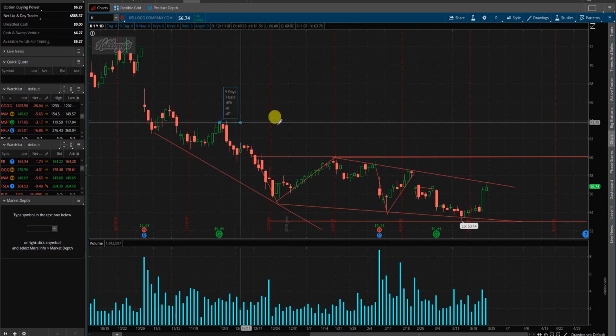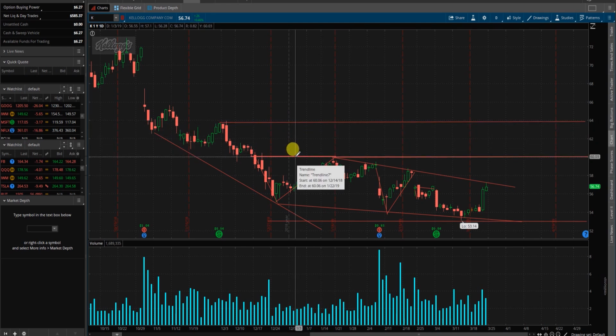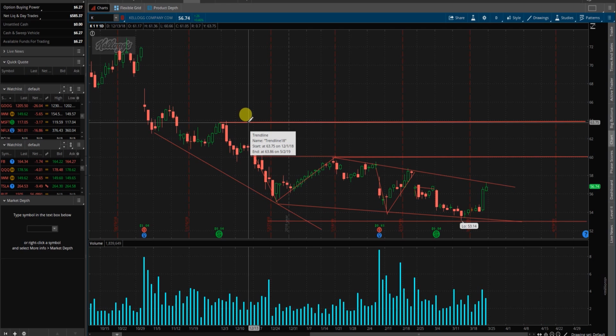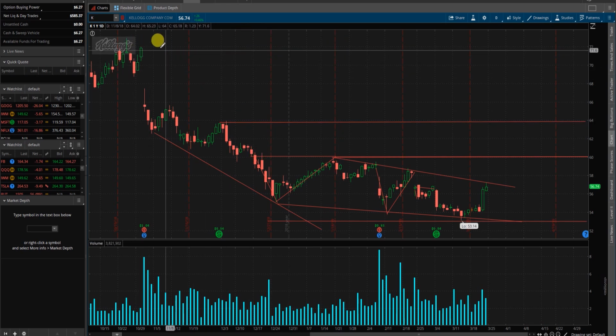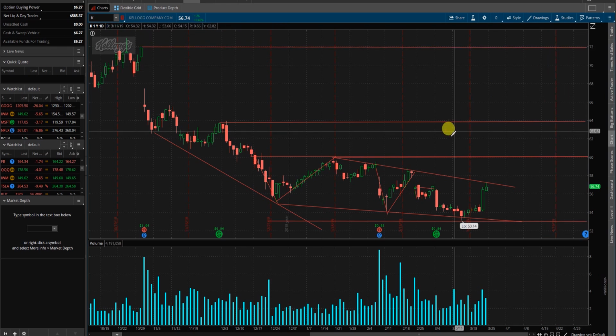Oh, I forgot to include. This is another line. This will be resistance if you look at it from right here, and it will be support if you look at it from a higher point of view. So what does this tell us? This tells us that every time the stock drops, if it doesn't break support, it's going to move upwards to resistance. If it doesn't break, it's going to go down and try again, or it's going to drop.